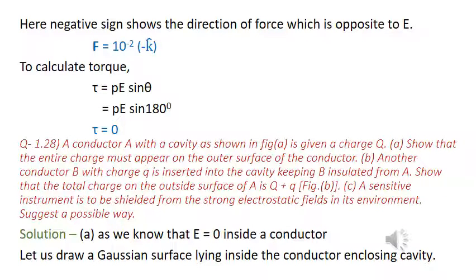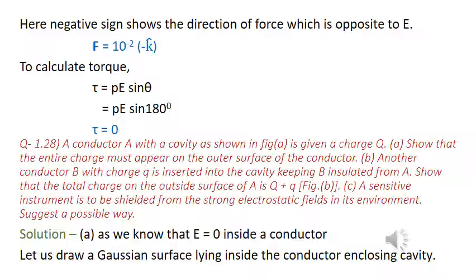In the last equation, the negative sign is showing the direction of force, which is opposite to the electric field as shown in figure. Therefore, we can write the vector F is equal to 10 to the power minus 2 into minus k cap. Minus k cap is the unit vector along minus z axis. To calculate torque, we will use the formula tau is equal to PE sin theta. Here the direction of P and E are opposite to each other, so the angle between them is 180 degree. Therefore sin 180 degree becomes 0, and hence torque is also 0.